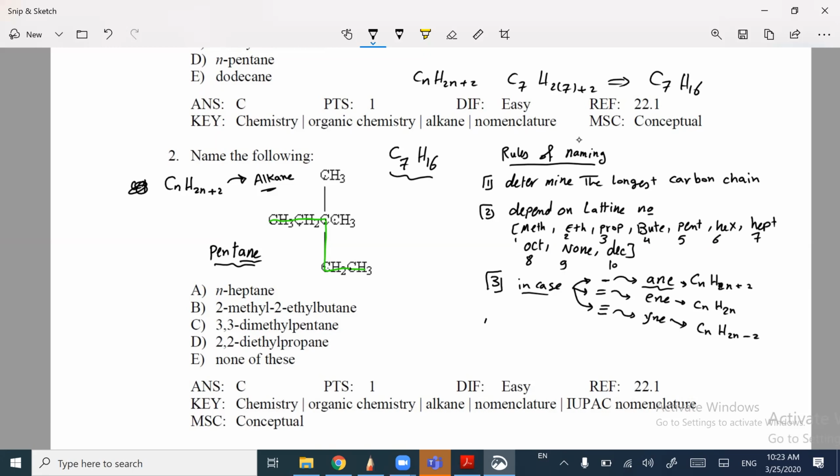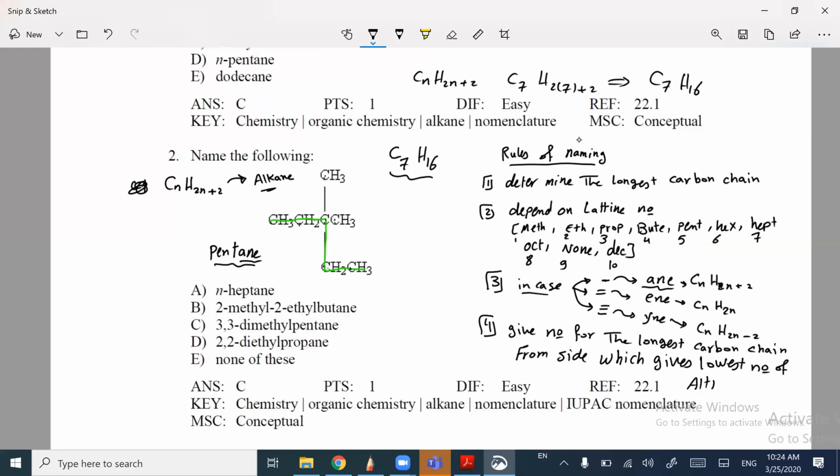Rule number 4: from where can we start numbering the atoms? Give numbers for the longest carbon chain from the side which gives the lowest number for the alternative branches.